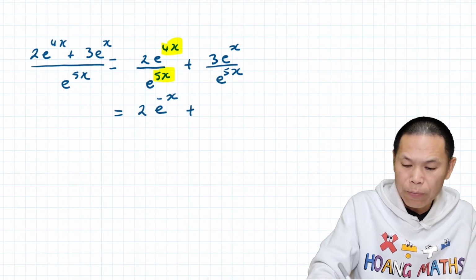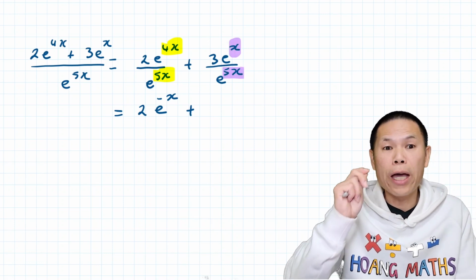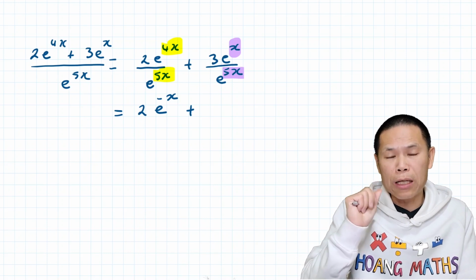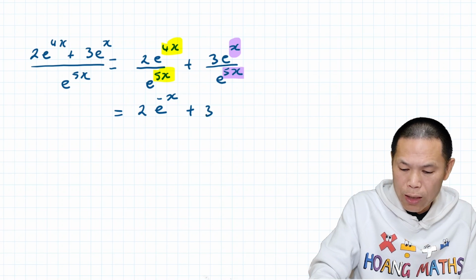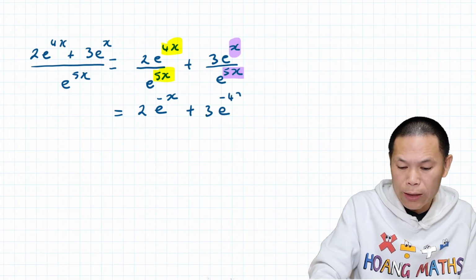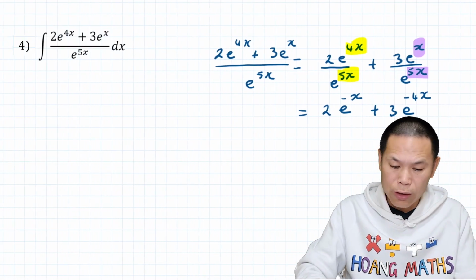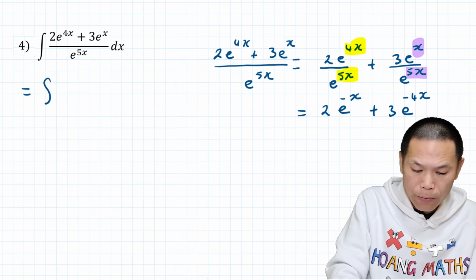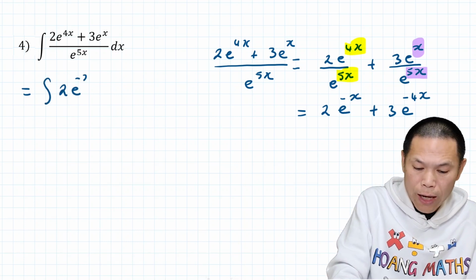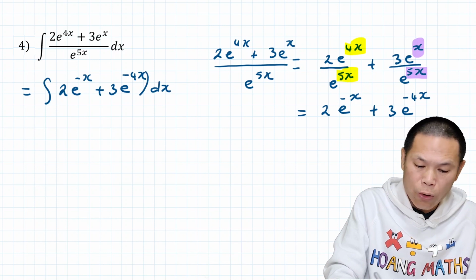And then we add, so we have here x, we minus 5x. So x minus 5x is negative 4x. So the answer is 3e to the negative 4x. So there you go. So what I do now is just integrate this. So let me just write this down. So this is exactly the same as integrating 2e to the negative x, we add 3e to the negative 4x with respect to x, of course.